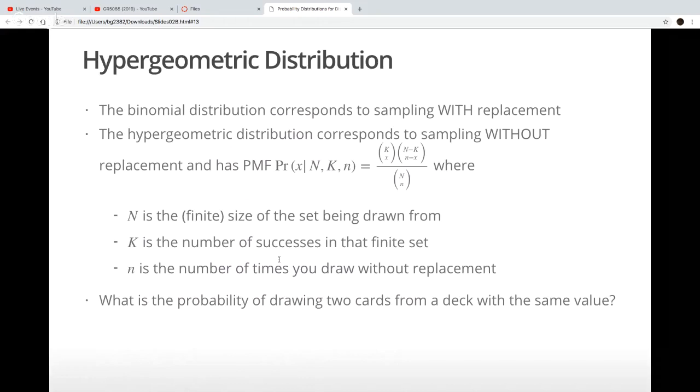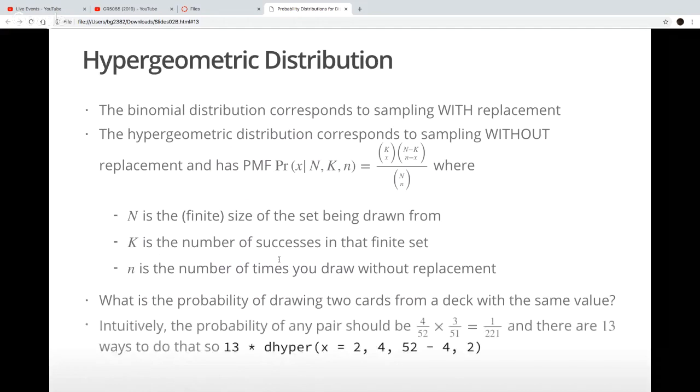Not entirely sure how many different kinds of cards are in a typical card deck here, but 13. 13 different, so each has 4. And it's 52 cards. So it would be 4 divided by 52 times 3 divided by 51. And then you can do that with 13 different types of cards, so you would multiply.